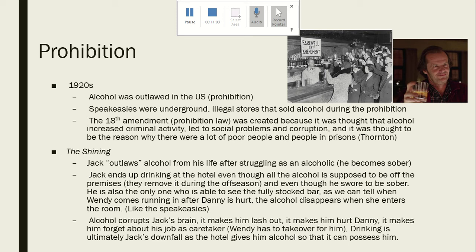Drinking proves to be Jack's ultimate downfall, because this is how the hotel possesses him in the end and makes him lose his family. So alcohol in the 1920s, like I said, was thought to bring on all this corruption and criminal activity, and in The Shining you can see this reflected, that when Jack starts drinking, he starts hurting people, he starts lashing out, he forgets about his job, and it really is just a downhill spiral, and the hotel possesses him, and that's where things really start to pick up.